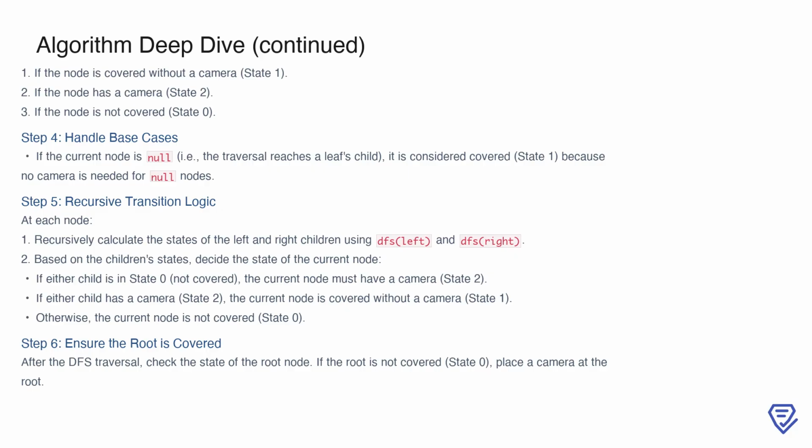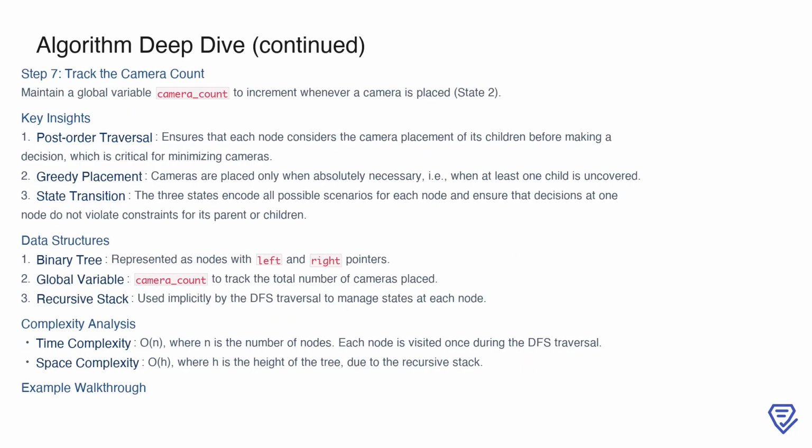After completing the traversal, we must check the root node's state and place a camera there if it is still uncovered. To track the number of cameras placed during the traversal, a global variable camera_count is maintained and incremented each time a node is assigned state 2. This approach relies heavily on the efficiency of post-order traversal, which ensures that each node evaluates its children's coverage states before making a decision about its own. The greedy nature of this algorithm guarantees that cameras are placed only when required, specifically when a child node is uncovered.